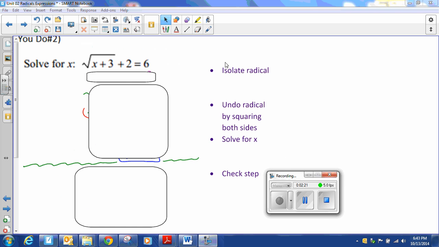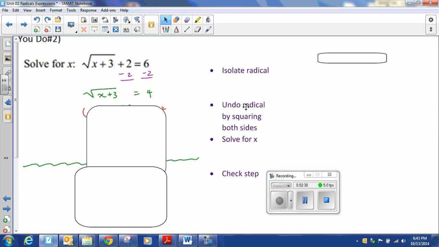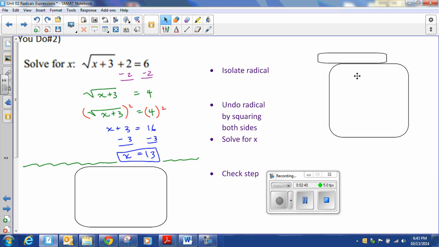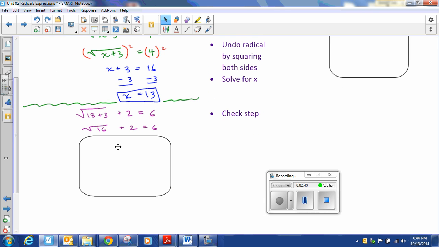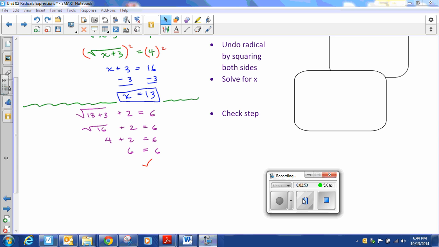Next one, isolate the radical. Subtracting 2 from both sides, we end up with radical x plus 3 equals 4. Let's undo the radical by squaring both sides, like so. And we end up with x plus 3 equals 16. Subtract 3 from both sides, x equals 13. Plugging back into the original equation, radical 13 plus 3 is radical 16, which is 4, and 4 plus 2 equals 6. So this also checks out.